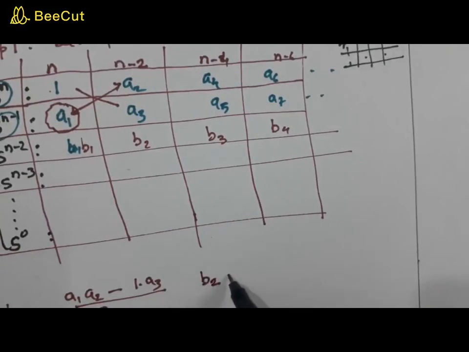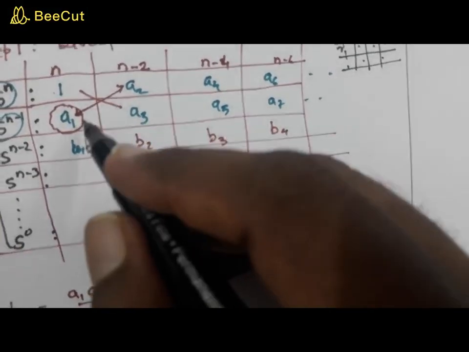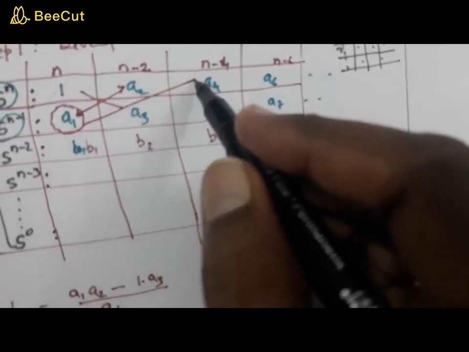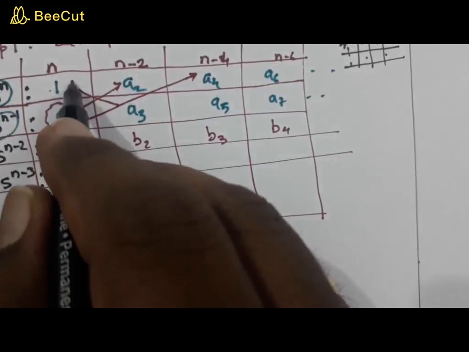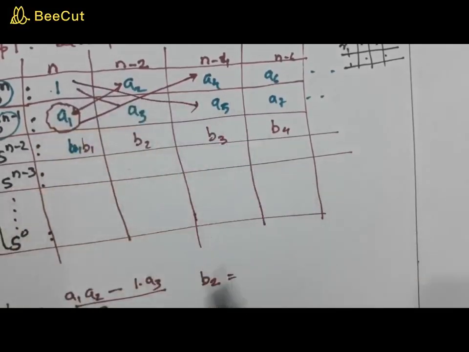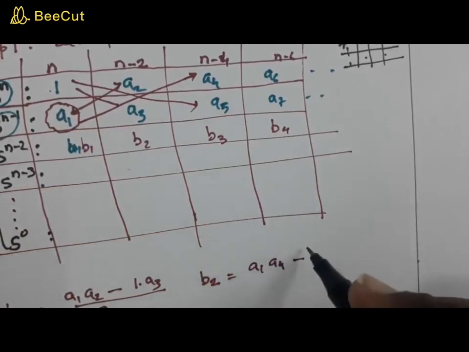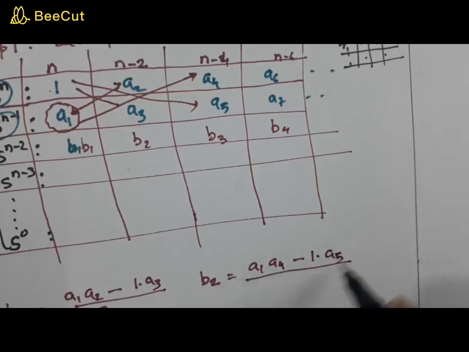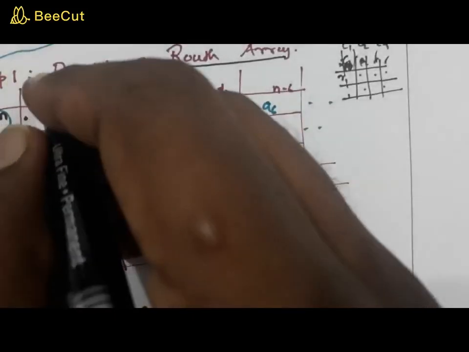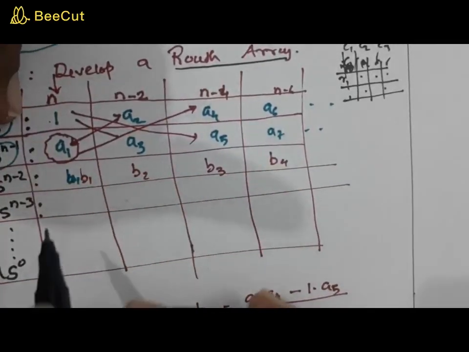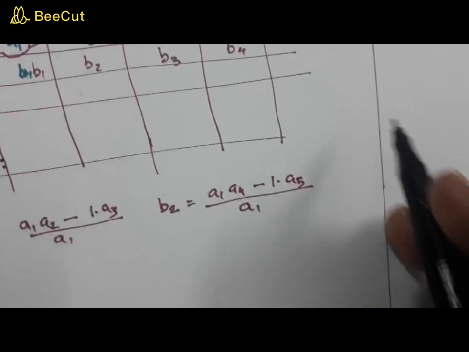Now coming to b2, how to calculate b2? b2 will be a1 into a4 minus 1 into a5, divided by a1. So this is your reference column. Based on this column only, we will be evaluating the rest of the elements.